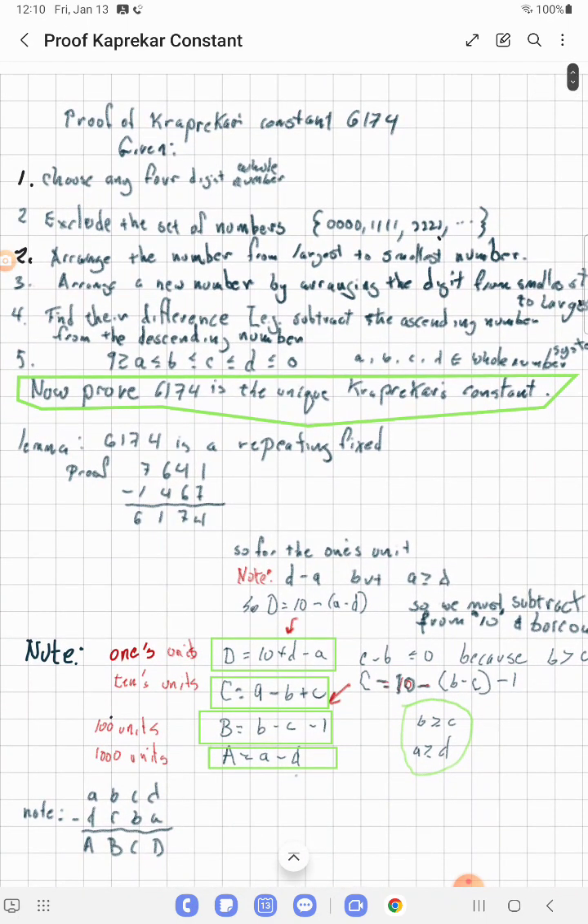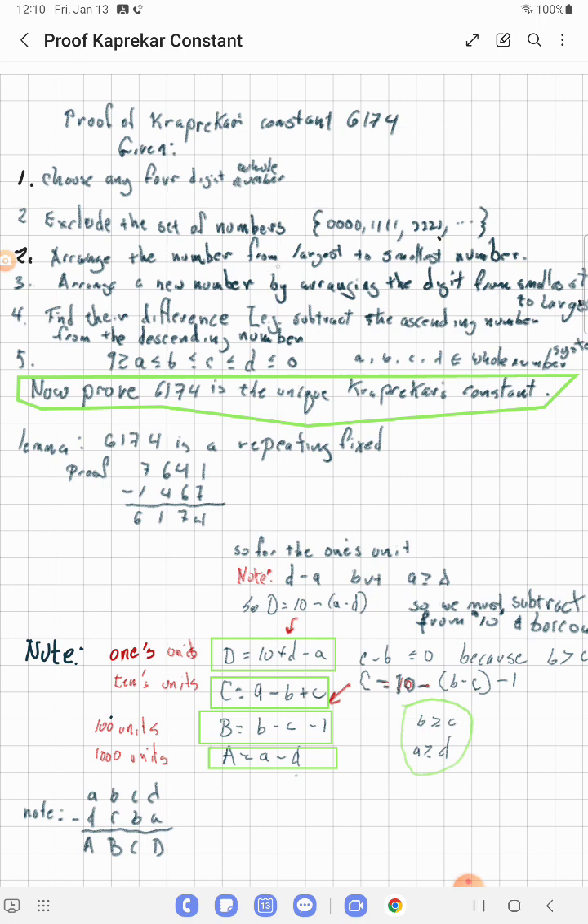All right. So it's the Kaprekar constant. It's the number 6174. So let me show you what we have to do. Basically, we choose any 4 digits, whole numbers, and then we exclude the set of numbers like these 4 digits with the same number.